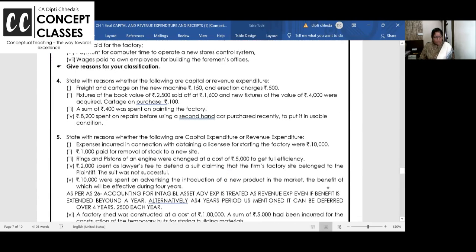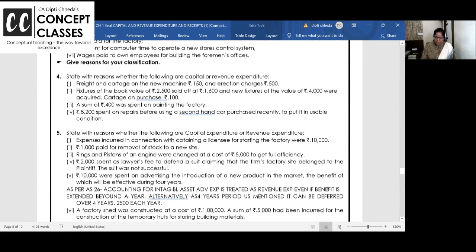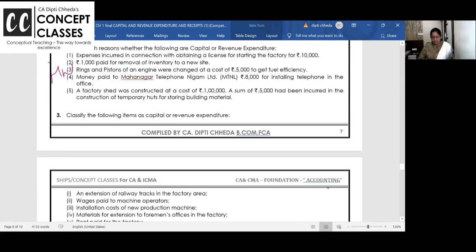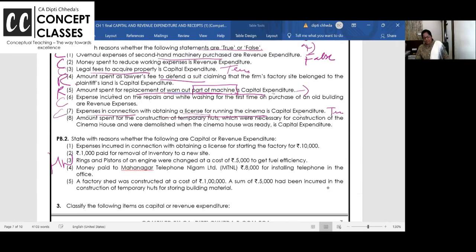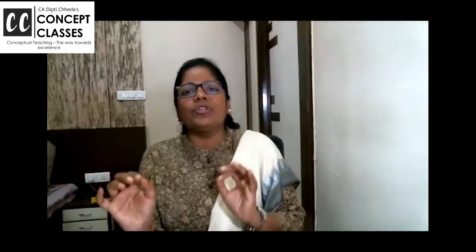So problem number 2 is homework and problem number 4 is homework. 4 examples here, 5 examples here. Most of the answers you will get above. But capital and revenue, same thing; if they twist it and give it in the form of true and false, you will be able to do it. So read the material. Second and fourth problems are homework. I will start the next class by explaining what is deferred revenue expenditure, and we will discuss homework in the class, and I'll give you one problem to do in the class also.